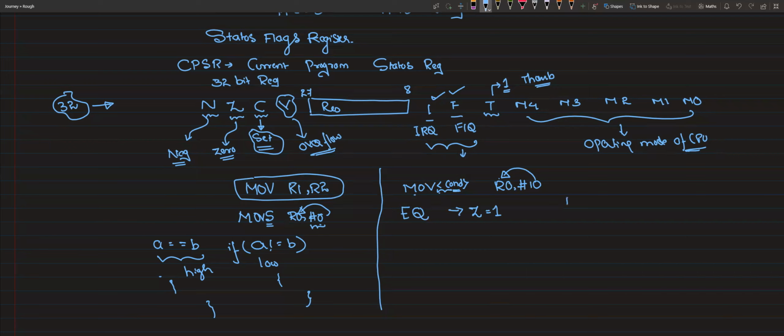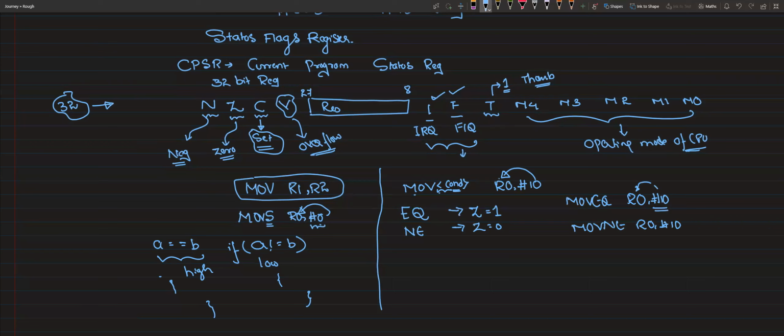I mean, if I say MOVEQ R0, #10, that means if this zero flag is set, then this value will be moved to R0. Another is not equals, NE. If the zero flag is 0, then only this will be executed. MOVNE R0, #10.